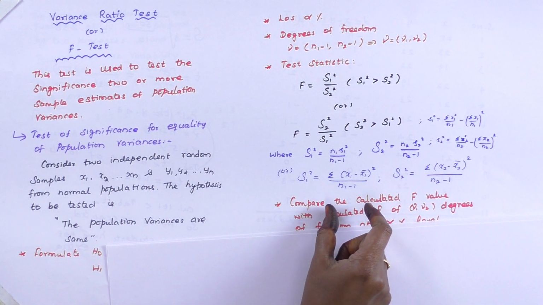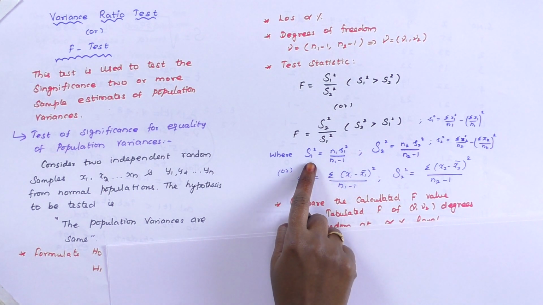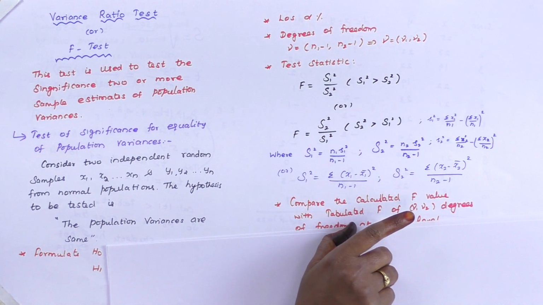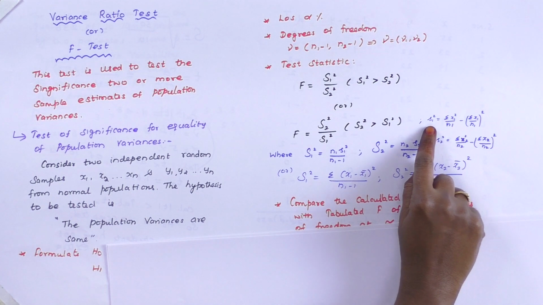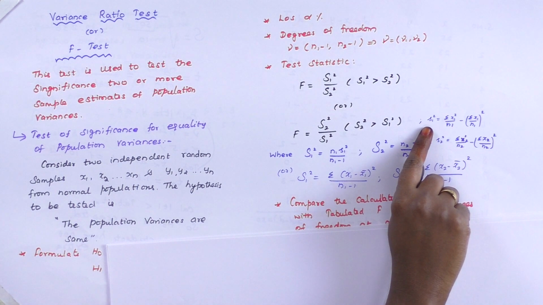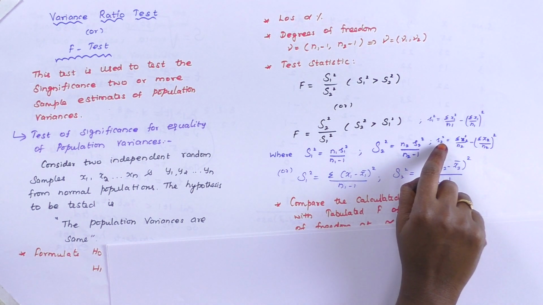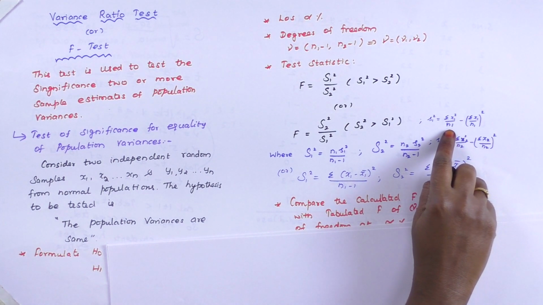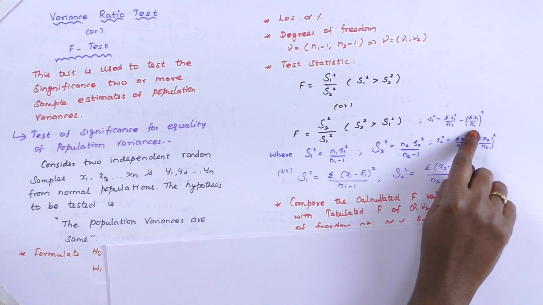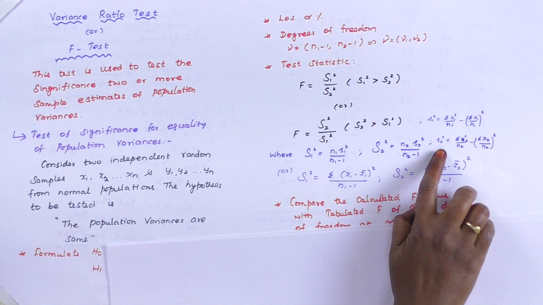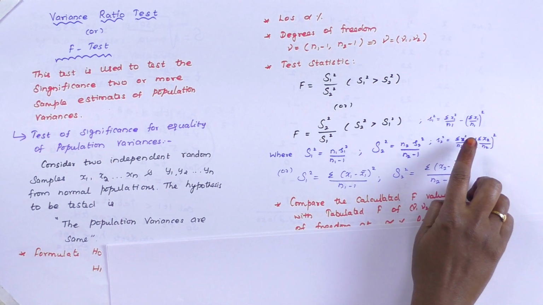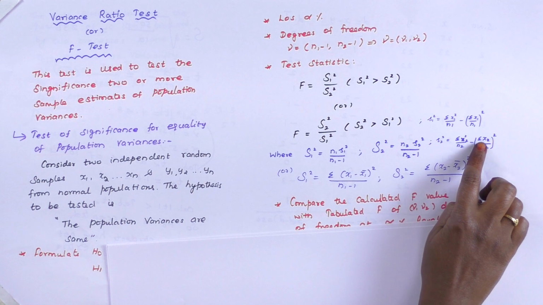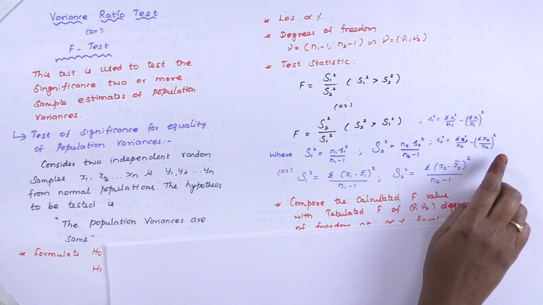Okay. This is the way of finding capital S1 and S2 square. If small s1, the sample standard deviation, is not given, we want to compute small s1 square and s2 square. That is sum of x1 square divided by n1 minus sum of x1 divided by n1 the whole square. Similarly for s2, sum of x2 square divided by n2 minus sum of x2 divided by n2 the whole square.